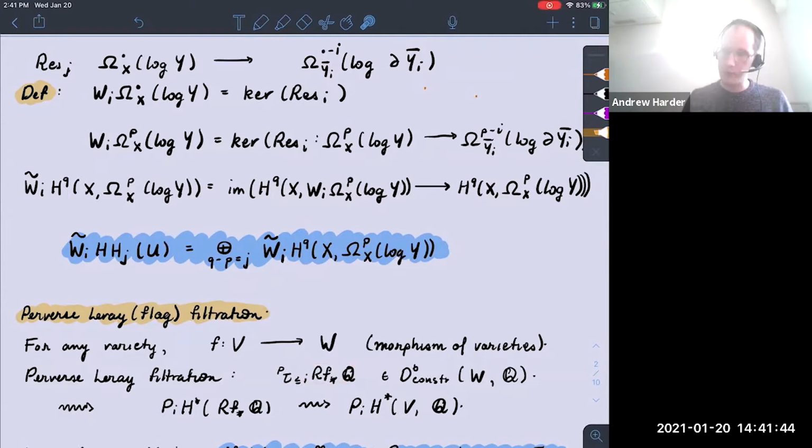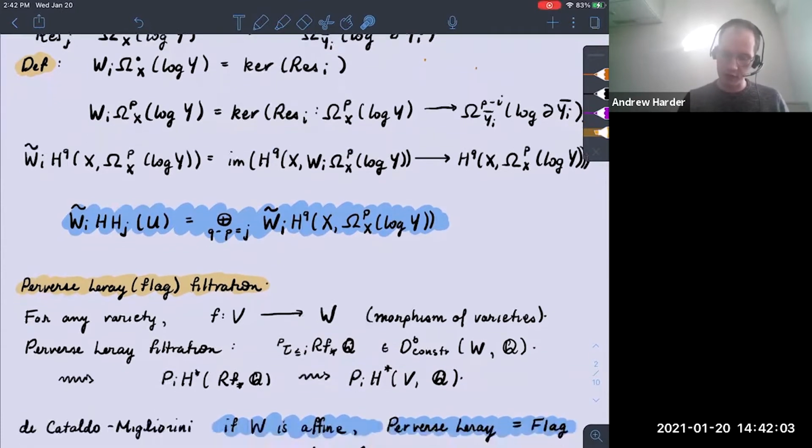And so this will give me a filtration on the derived push forward. And I can use that to build a filtration on cohomology just by extending it in sort of the same way that I did before. Right, so this gives me a canonical filtration on the cohomology of V with respect to a map, which doesn't depend on any choices except for the map itself.